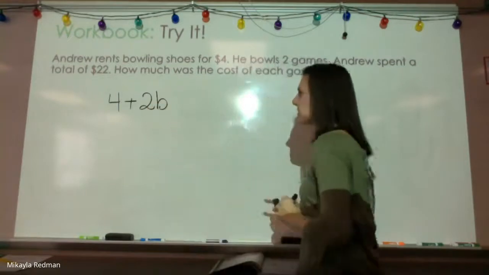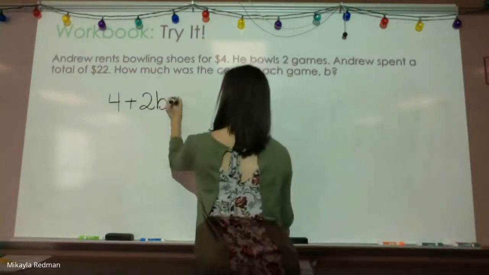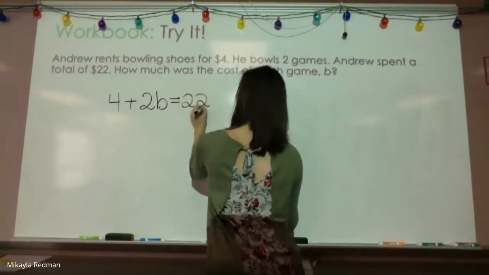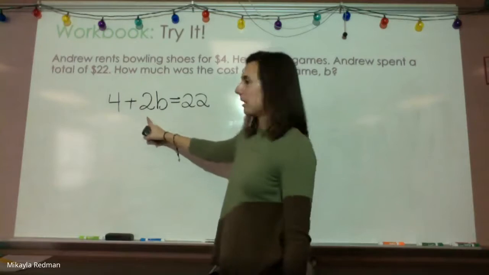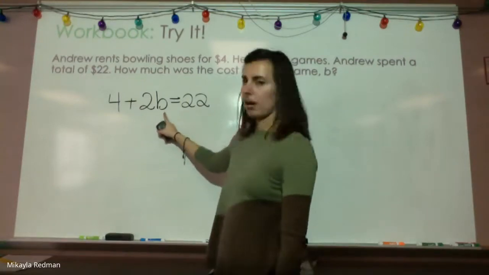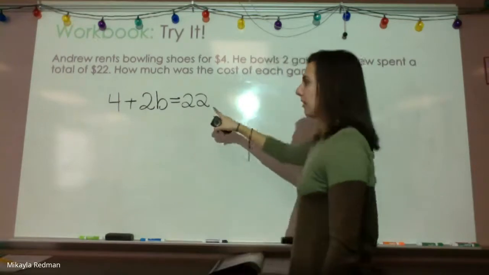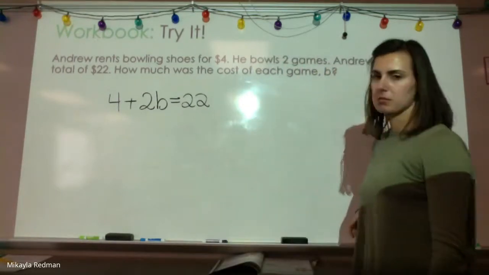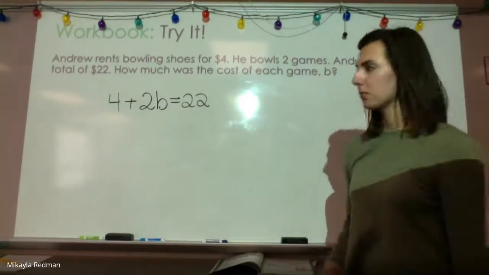So 2 times B, and that's going to be equal to our total, 22. So remember, the one-time cost plus B is our rate, the cost per game, and we have 2 of them. And then that's equal to our total. That's how we set our equation. And now I just have to solve.